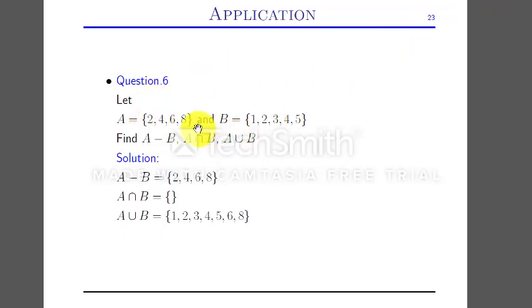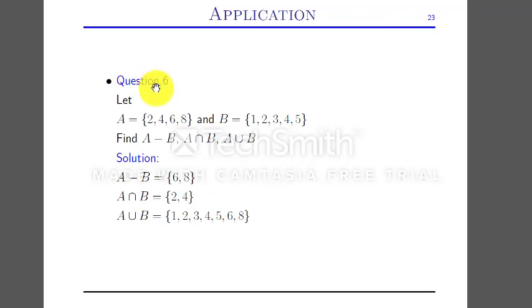Question number 6, let A and B be two sets, find A minus B, A intersection B, A union B. A minus B means we have to separate those elements of B which lie in A. So 2, 4, 6, 8 are in A minus B.